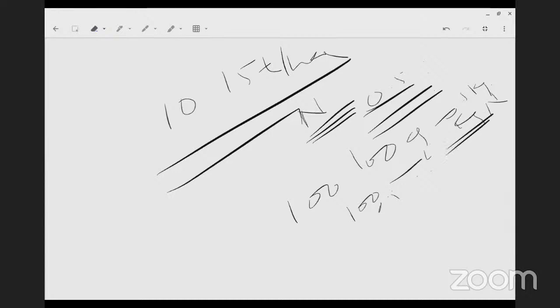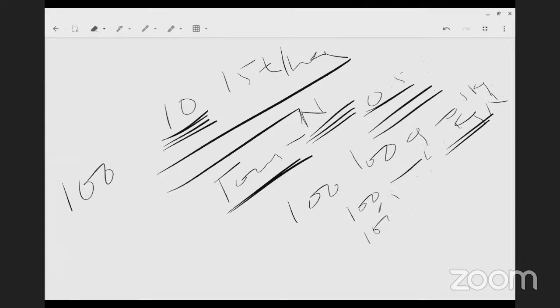So what does 10 tons mean? How many kgs? In 1 ton, how many kgs will be there? 1 ton is equal to 1000 kg. So if you're applying 100 kg, you are getting 0.5 kg. So for 1000 kg, it is 5 kg, and for 10 tons, it is 50 kg.